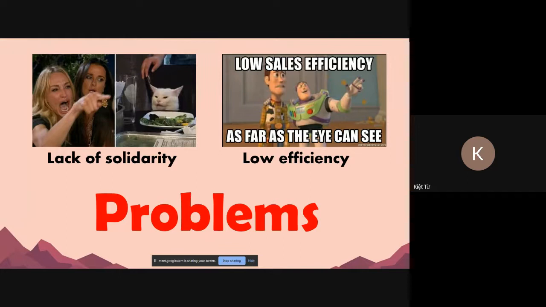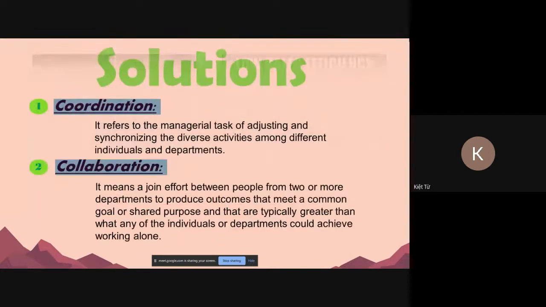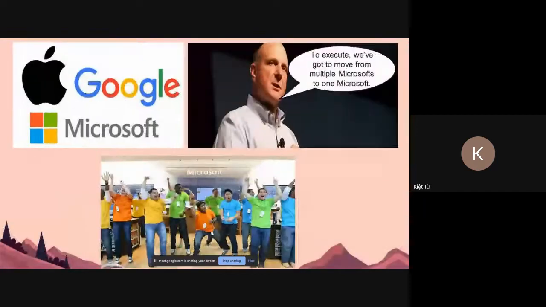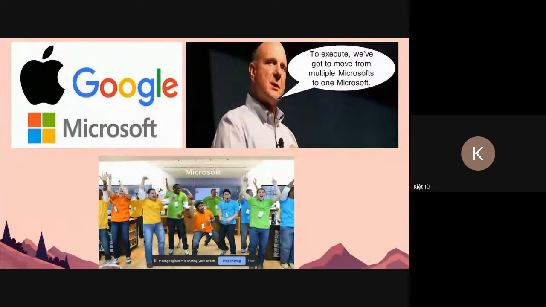How can we solve this problem? There are two solutions. The first one is coordination. It refers to the managerial task of adjusting and synchronizing the diverse activities among different individuals and departments. The second one is collaboration. It means a joint effort between people from two or more departments to produce outcomes that meet a common goal or shared purpose, and that are typically greater than what any of the individuals or departments could achieve working alone. So to give you a closer look at how coordination and collaboration happen in real life, I'm going to show you two examples. The first one is a case for coordination. It's about Microsoft.